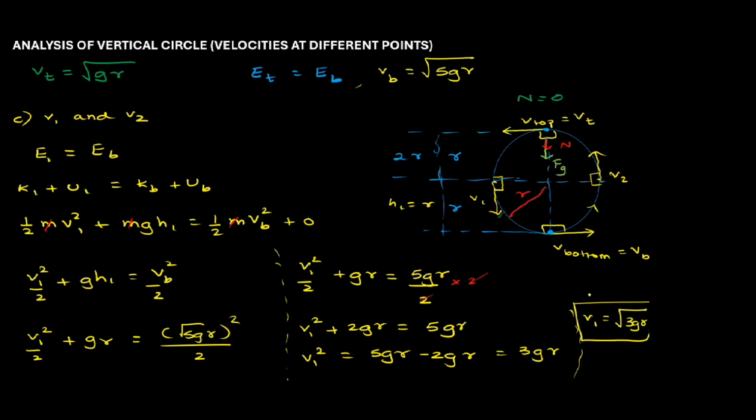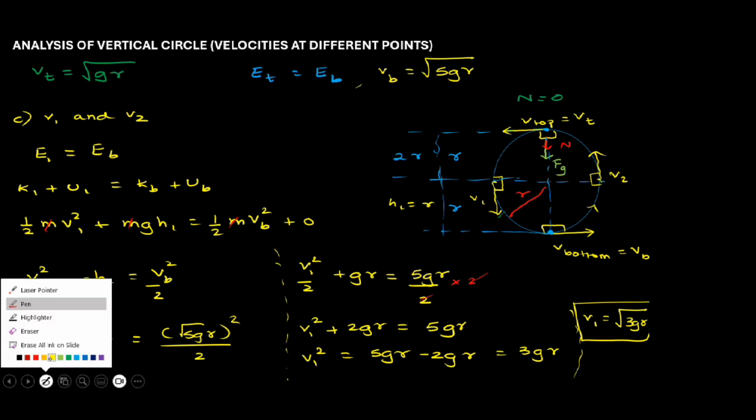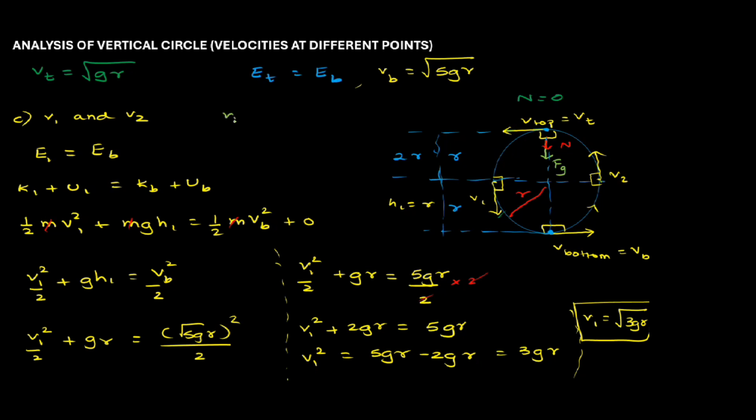So this is the velocity at point 1. At point 2, you will get the same magnitude of velocity because both of these points are at the same height. So in a vertical circle, if 2 points are at the same height, they should have the same magnitude of velocity. So if my v1 is square root 3gr, v2 also has to be the same value if they are at the same height.